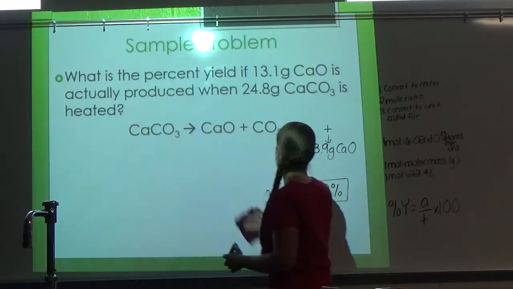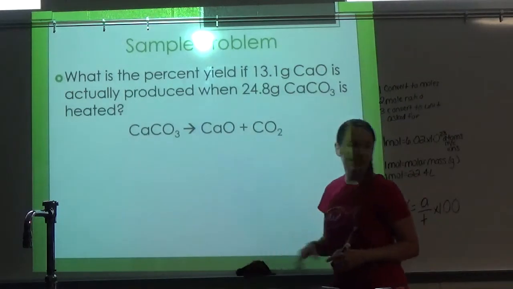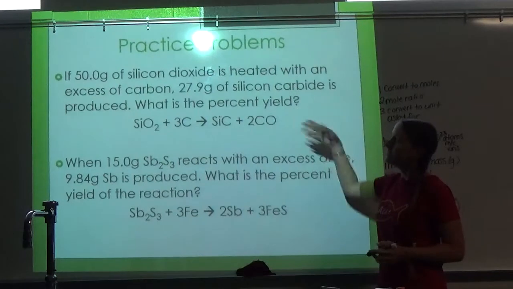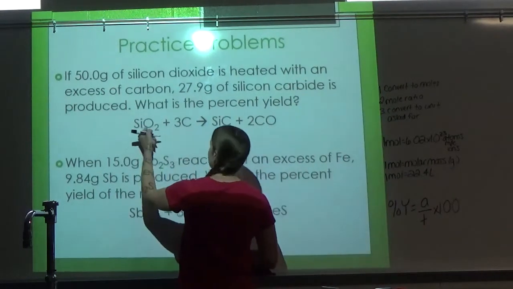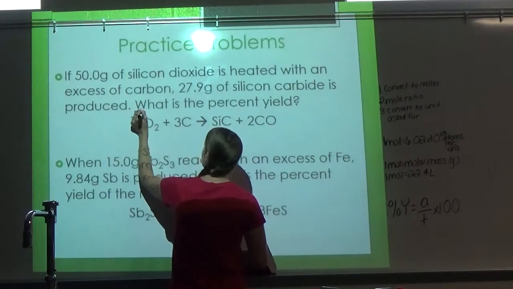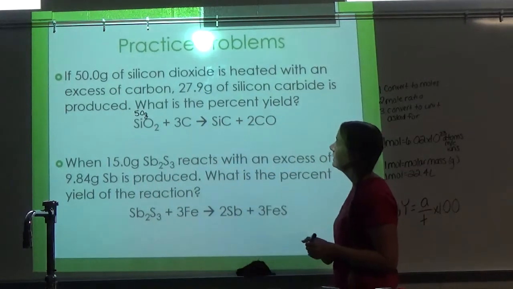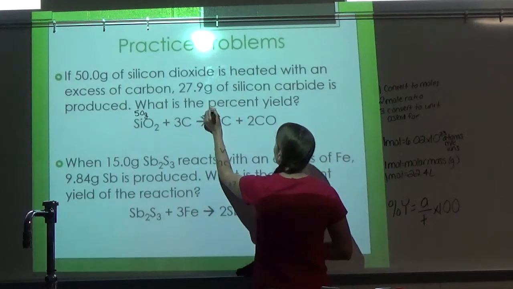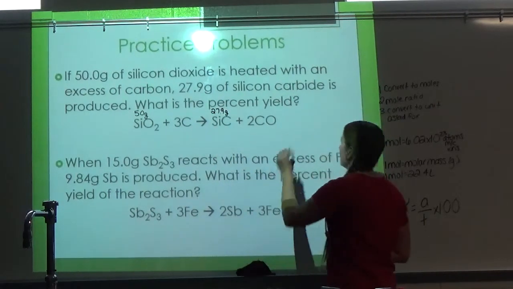So see, these aren't that bad. They're shorter than doing a limiting reagent problem. All right, so let's look at our top one together. So it says if 50 grams of silicon dioxide, so silicon dioxide SiO2, is heated with an excess of carbon, 27.9 grams of silicon carbide is produced. What is the percent yield?